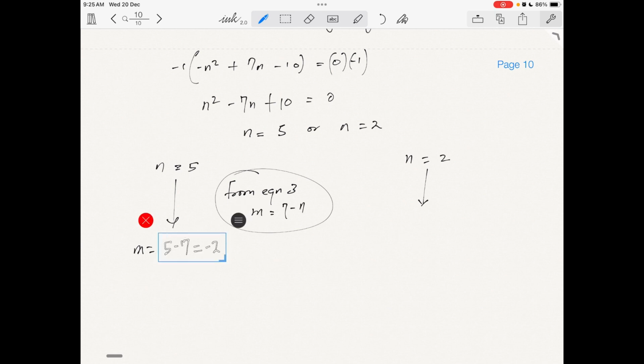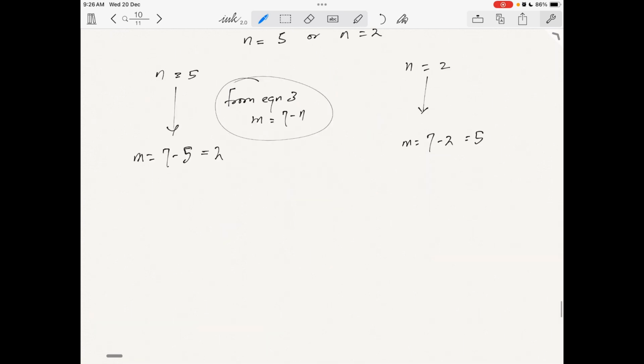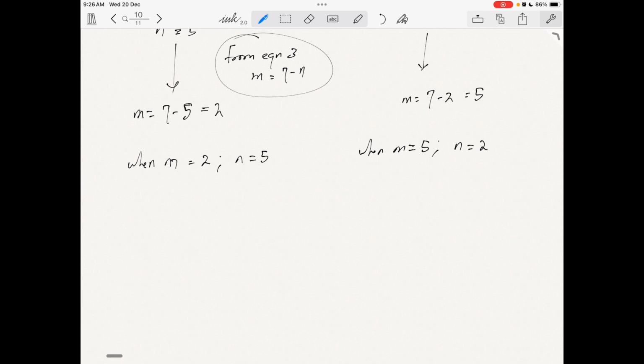So when we solve this, we'll have 7 minus 5, and that will give me 2. And when n is 2, we have m to be 7 minus 2, and that will give me 5. So in short, when m is equals to 2, n is equals to 5, and when m is equals to 5, n is equals to 2. With respect to that, remember that we recall the square root is root m plus root n, right?